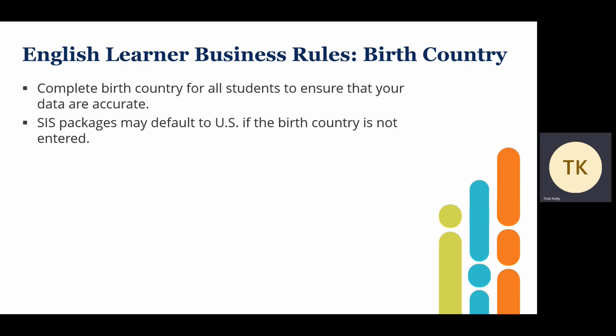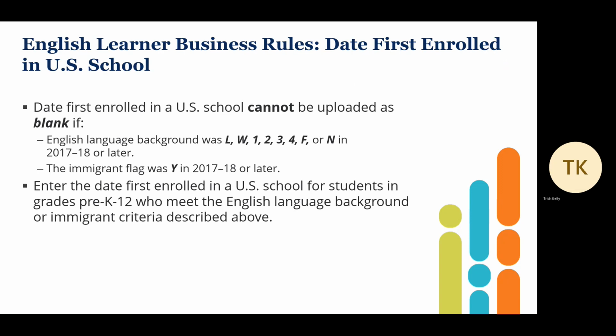Birth country business rules. Complete birth country for all students to ensure that your data are accurate. SIS packages may default to US if the birth country is not entered. Date first enrolled in US school. Date first enrolled in US school cannot be uploaded as blank if English language background was L, W, 1, 2, 3, 4, F, or N in 2017-18 or later, or the immigrant flag was Y in 2017-18 or later. And those two requirements apply to students who are in grades pre-K through 12. So students in grades pre-K through 12 for whom they have an English language background other than E, or for whom the immigrant flag was yes, date first enrolled in US school cannot be uploaded as a blank to EIS in 2017-18 or later.